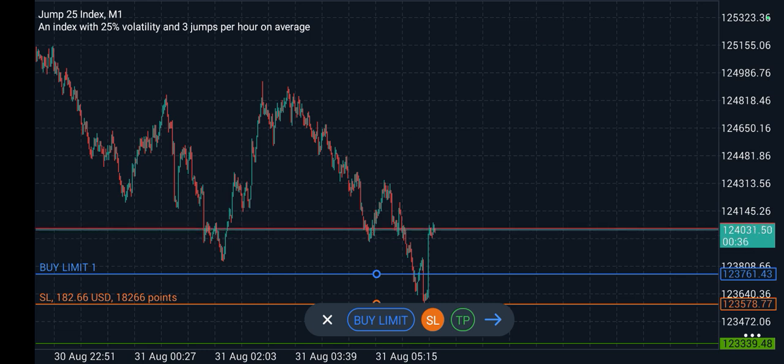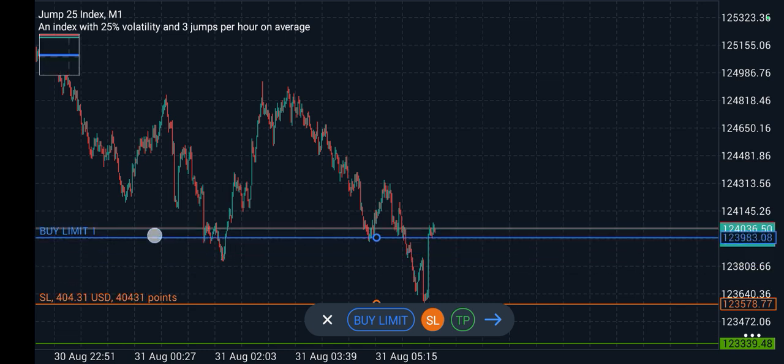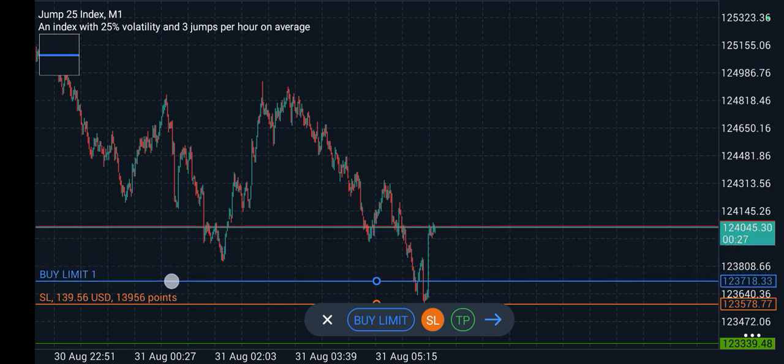So the buy limit is the order placed below the price, and the price keeps going up. Whenever the market retraces to this place, due to my own confirmation, when it touches this line, it's going to reverse up. That is, it's going to go back up.